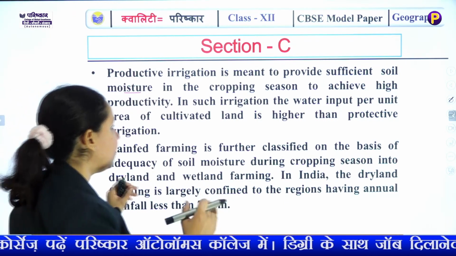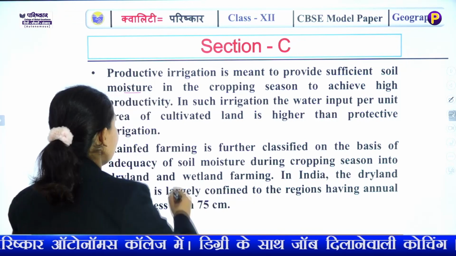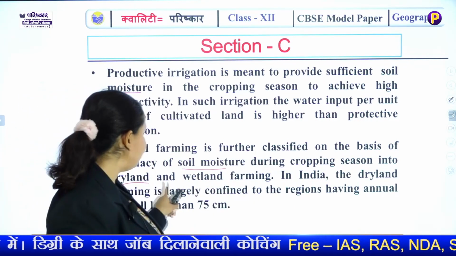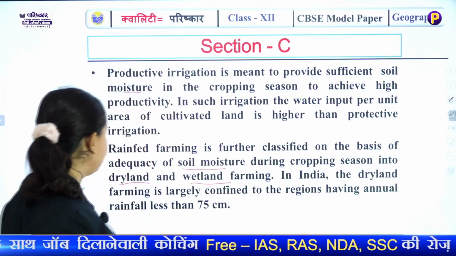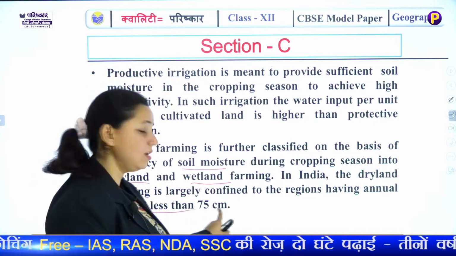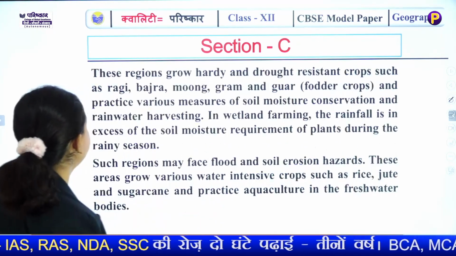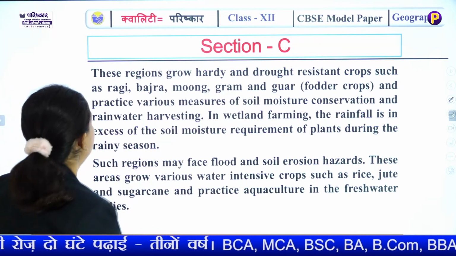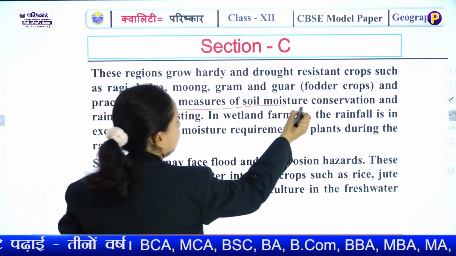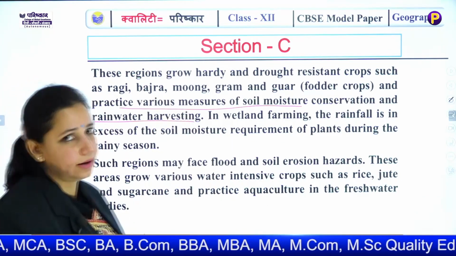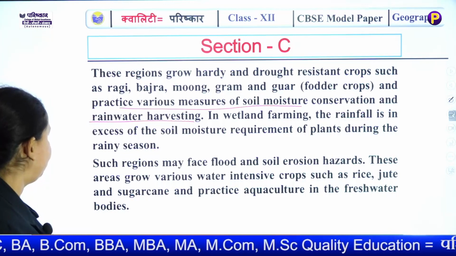Rain-fed farming is further classified on the basis of adequacy of soil moisture during cropping season into dryland farming and wetland farming. Dryland farming is practiced in India where rainfall is less than 75 centimeter. They practice various soil moisture conservation practices and rainwater harvesting that is being practiced in Rajasthan itself.